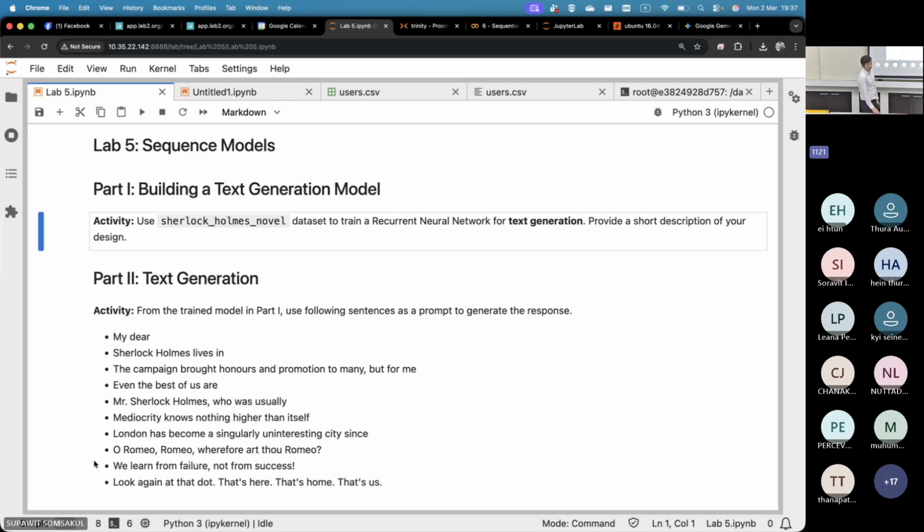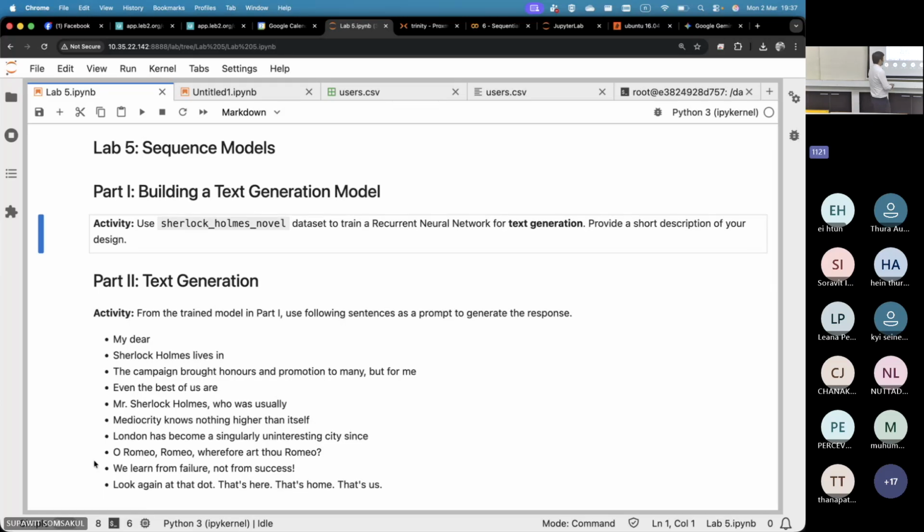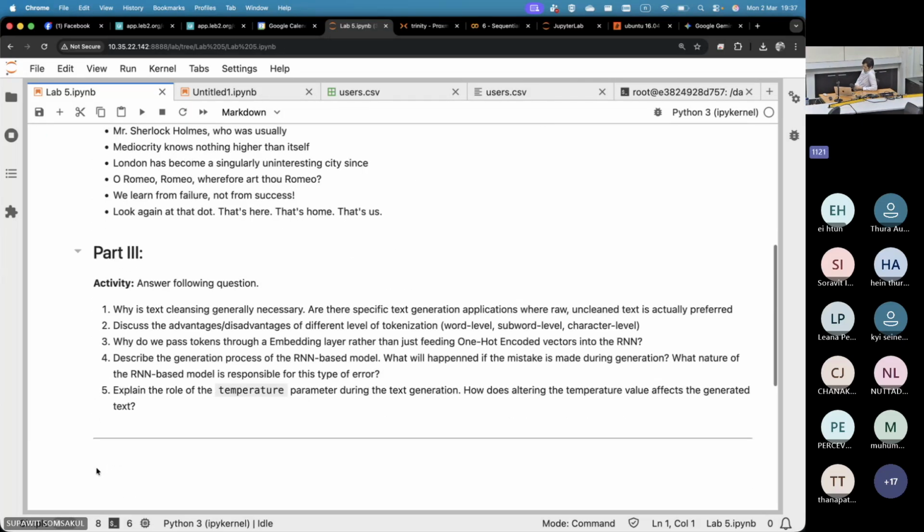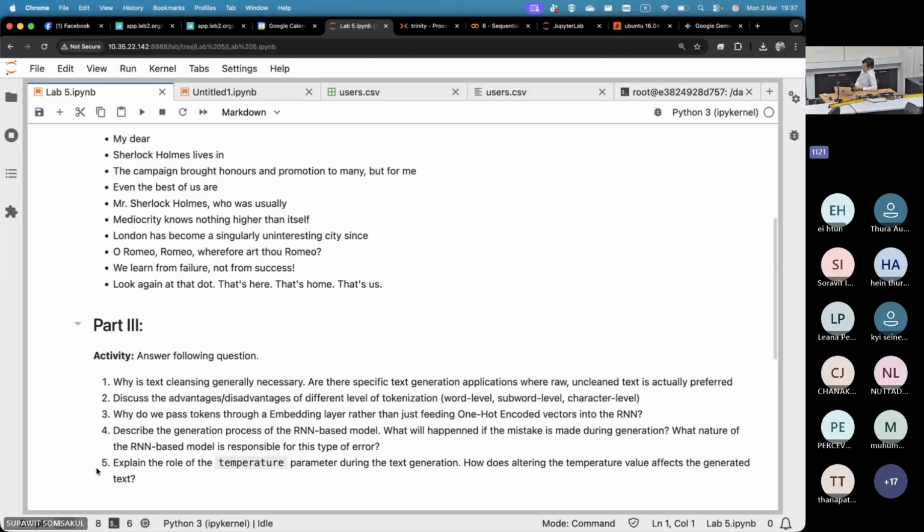Okay, so this is just part 2. Just put this in the text generation and just capture the result. It doesn't have to be long though, just like 50 or 100 characters is fine. And for part 3, it is just a question. So just answer the following question.